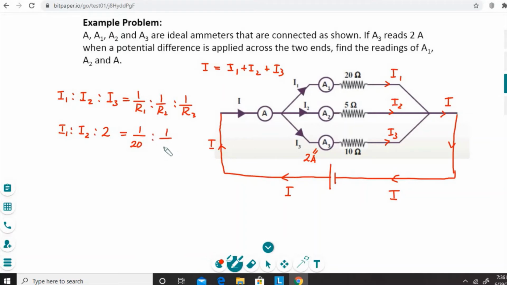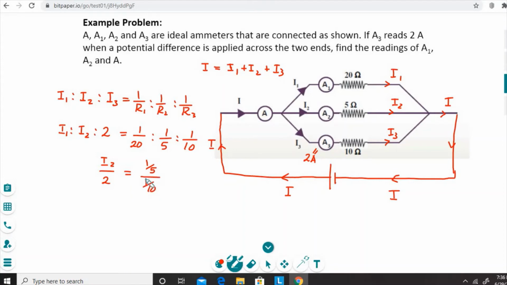1 over R2, which is 1 over 5, 1 over R3, which is 1 over 10. So I have these ratios. Now I can find I2 simply by comparing 1 over 5 and 1 over 10. So I have I2 over 2 is equal to 1 over 5 over 1 over 10.